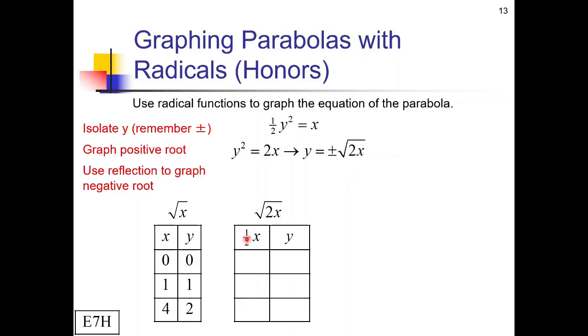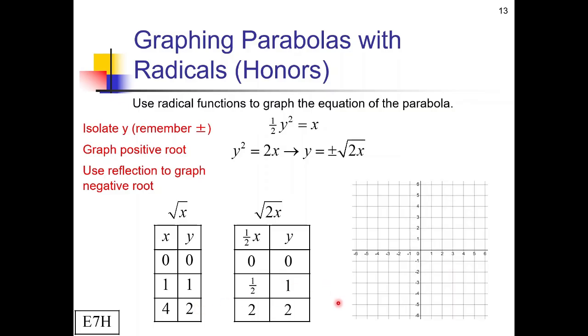So our new x values are going to be 0, 1/2, and 2. And then the y values will still be 0, 1, and 2. Graphing all this out, we've got 0, 0, 1/2, 1 is right here, and 2, 2 is up here. And remember, we said that we can just reflect these to get the negative version of all this. So 0, 0 stays where it is. This point here becomes 1/2, negative 1 down here. And 2, 2, we can reflect that to 2, negative 2.